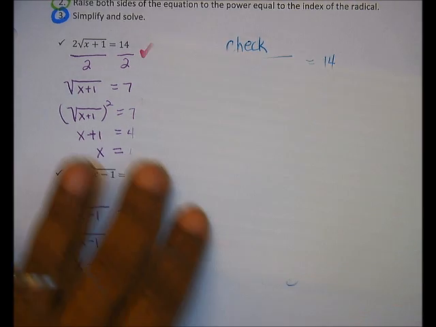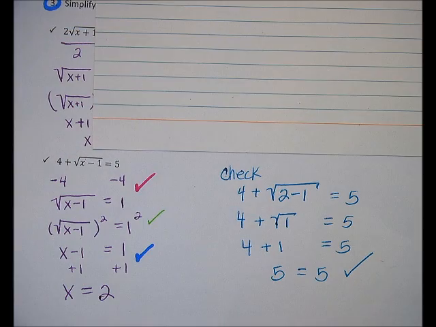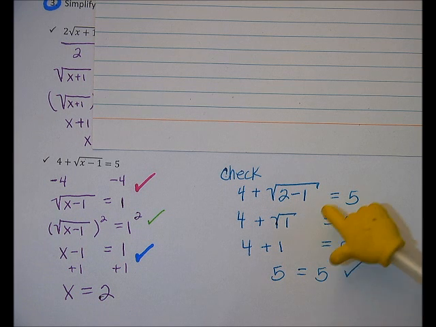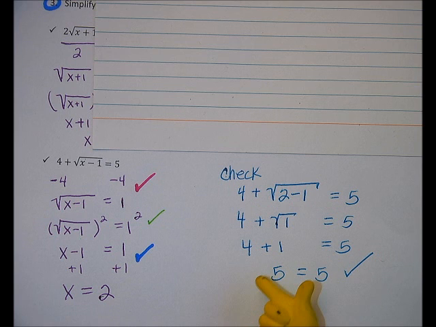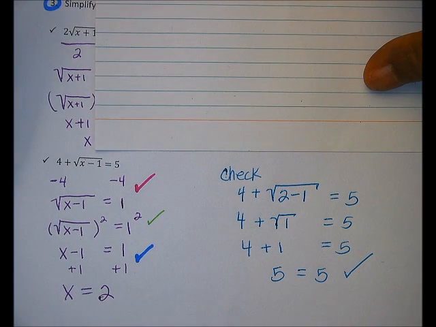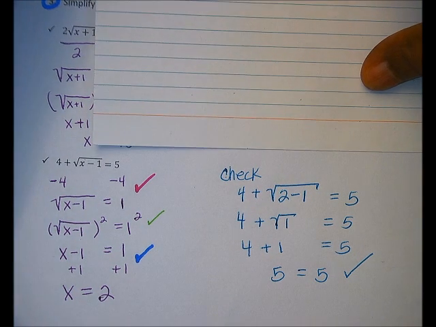Now, we won't forget to check our answer, so let's do that right now. If we substitute in 2 for x, then we end up with 4 plus the square root of 2 minus 1, which is 4 plus the square root of 1. 4 plus 1, that's 5. It's equal to 5, so we have a solution that works. Now, let's go to our next example.